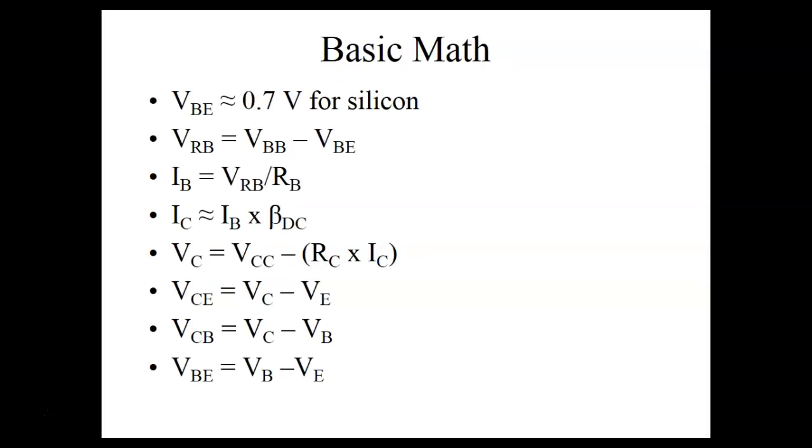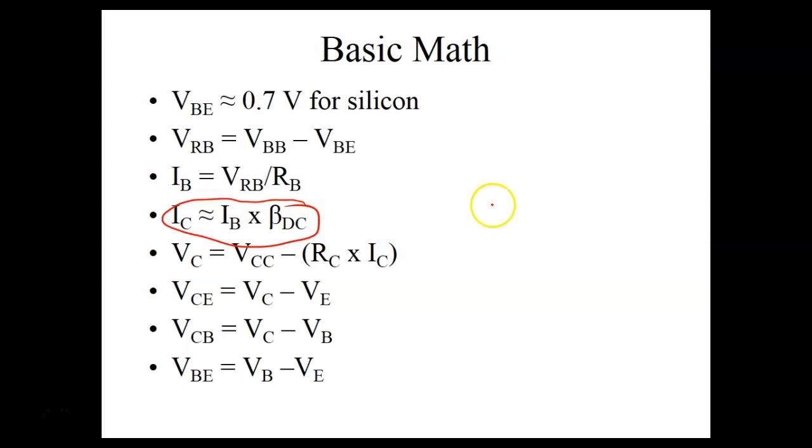So here are some formulas. And guys, this is nothing but laws we already know. The only new one that we're going to pick up is this gain. And we've talked about gain before. So we know that my base to emitter voltage, for silicon, is going to be approximately 7/10 of a volt. We know that my base resistor has to drop whatever my base voltage is minus my base to emitter voltage.